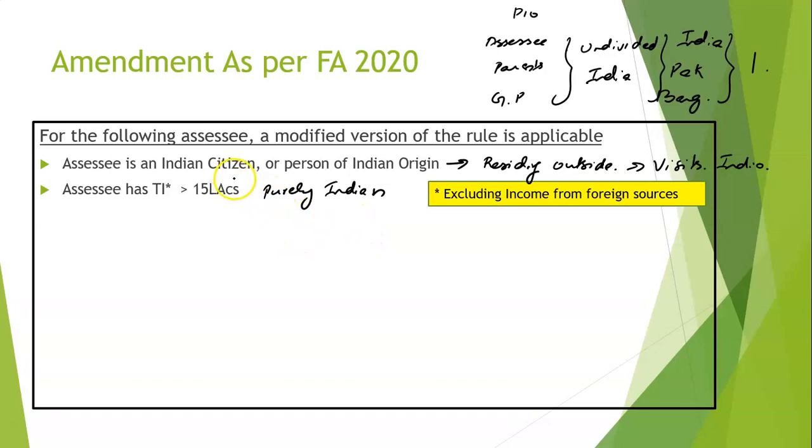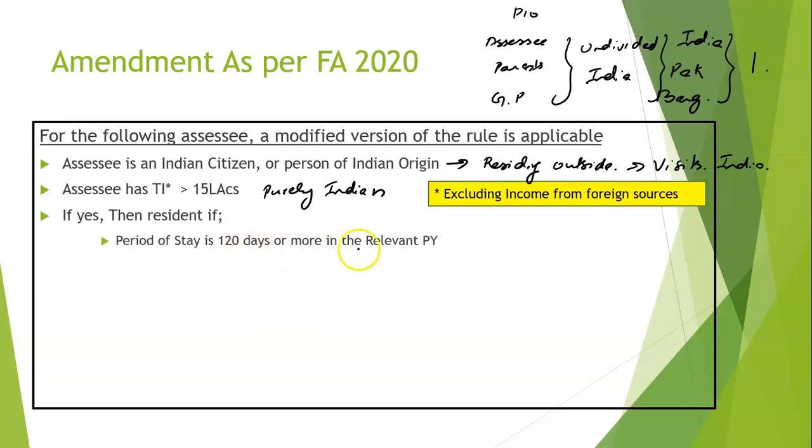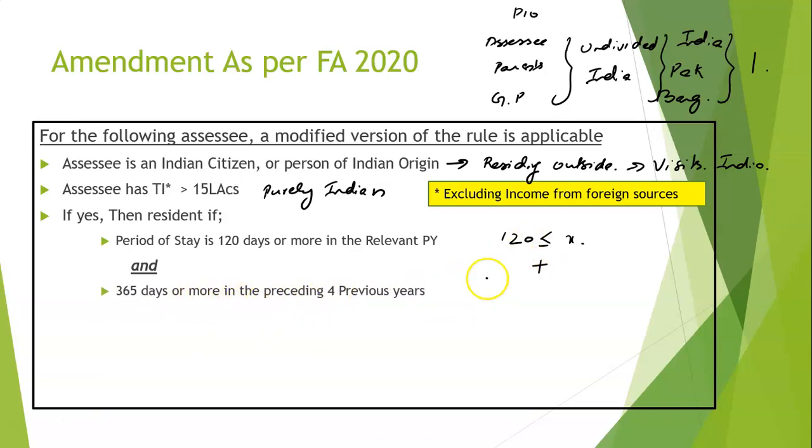15 lakhs, and the assessee is an Indian citizen or person of Indian origin residing outside India visiting India, then for this particular assessee, you will determine the residential status in a special manner. And that special manner is, the assessee has to stay for a period of 120 days or more in the relevant previous year. We previously saw it's 182 days, right? Take off this 182 and replace it with 120. So if the assessee stays for 120 days or more in the previous year, and 365 days or more in the 4 preceding previous years, this assessee shall be treated as a resident.